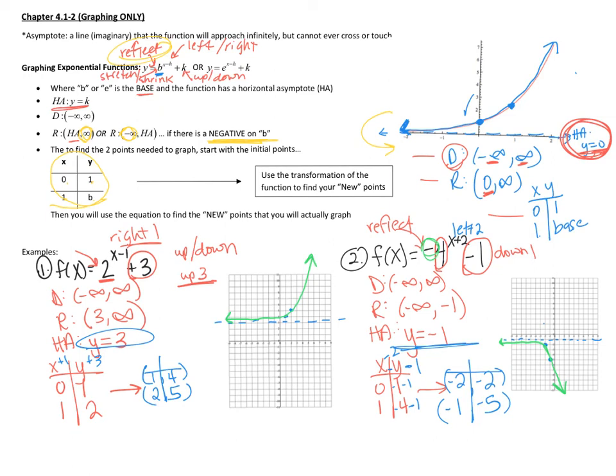So now I should be able to identify different elements from either the equation or from a graph. I should also be able to graph that exponential function from the equation by going through all the elements and then coming up with my new graph.